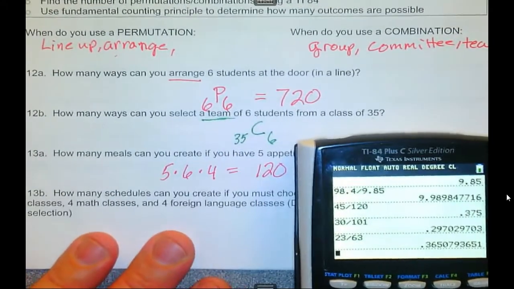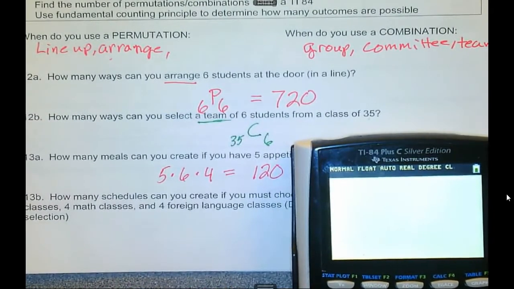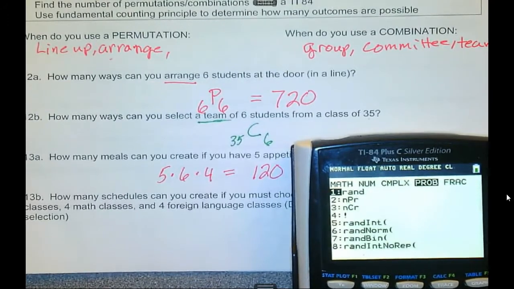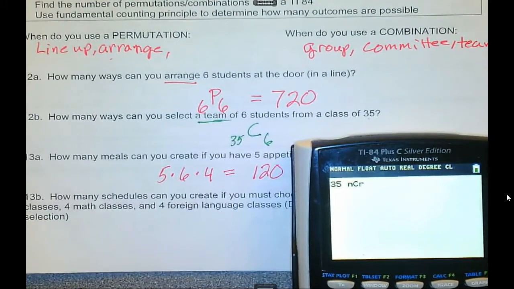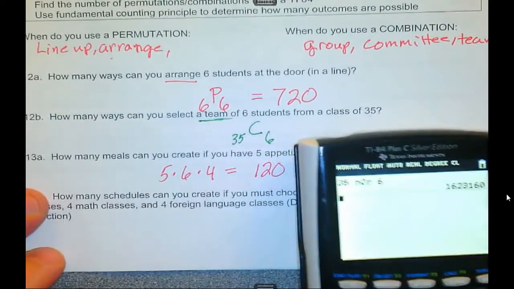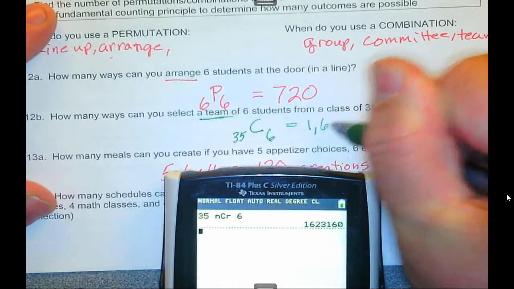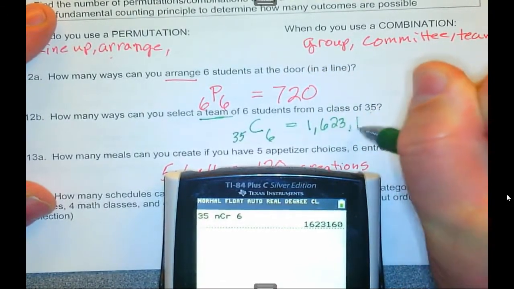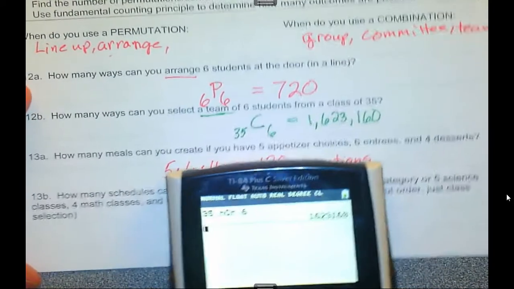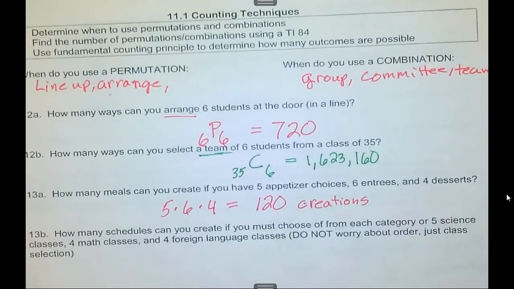Is it really? Let's see, 35. Hit the math, go to prob, and hit the combination. And 6. And enter. Ooh, it is a really big number. It's like a million different ways. Okay. Any other questions?